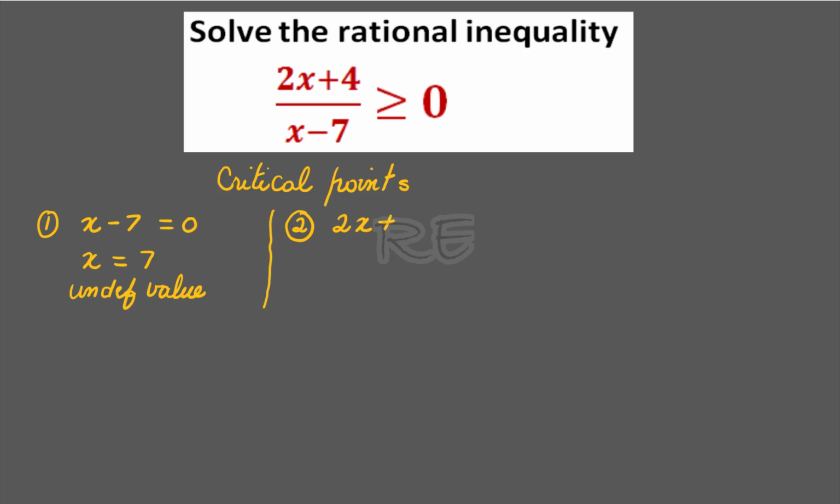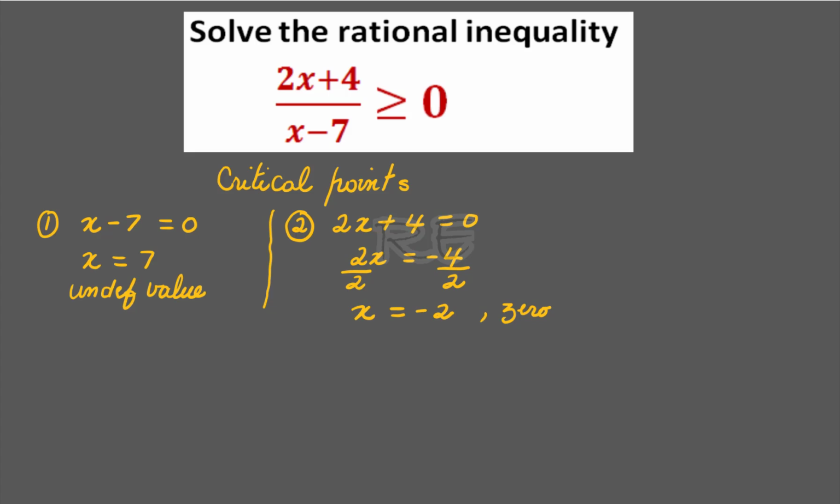Second, we're going to look for the 0. We set the numerator equal to 0: 2x + 4 = 0, 2x = -4, and when I divide by 2, x = -2. Negative 2 is a 0.